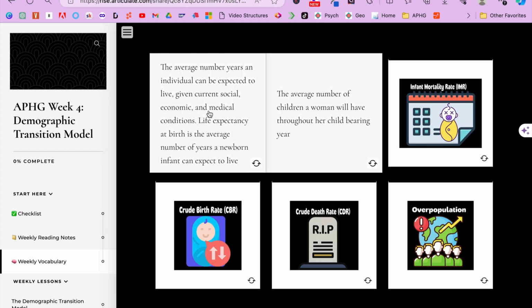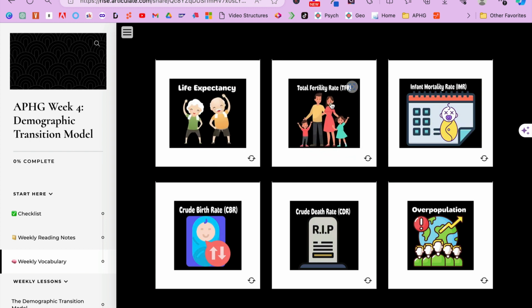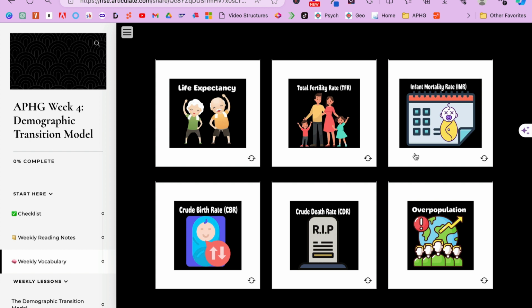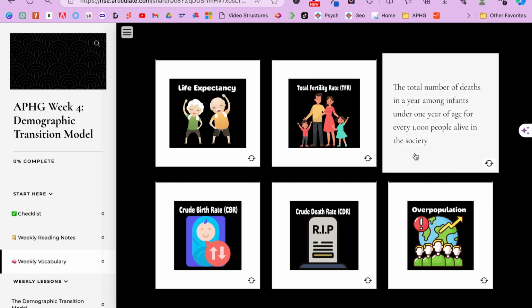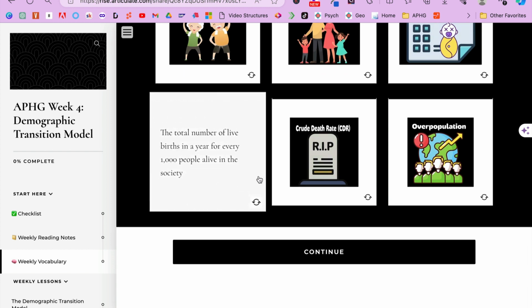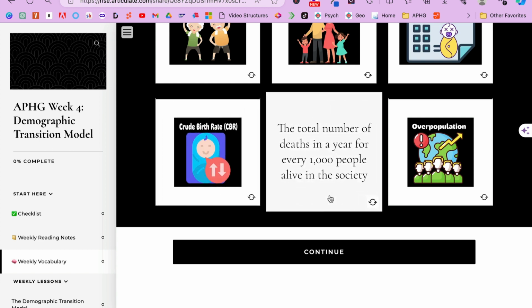Total fertility rate, sometimes referred to as TFR, the average number of children a woman will have throughout her childbearing years. Infant mortality rate, IMR, the total number of deaths in a year among infants under 1 year of age for every 1,000 people alive in a society. Crude birth rate, the total number of live births in a year for every 1,000 people alive in the society. Crude death rate, the total number of deaths in a year for every 1,000 people alive in the society.